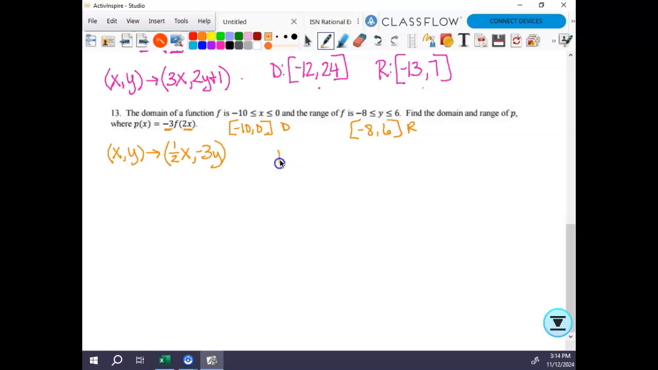Okay. So my domain then, what I am doing is multiplying both of those by 1/2, so that becomes negative 5, 0. My range, I am multiplying by a negative 3, so this would be a positive 24, and a negative 18. Okay, then I check. Least to greatest, good. This is not least to greatest. That's because we had a reflection, so all I have to do is flip that around. Just write it correctly, least to greatest, and then you're good. Otherwise, your interval doesn't make any sense.